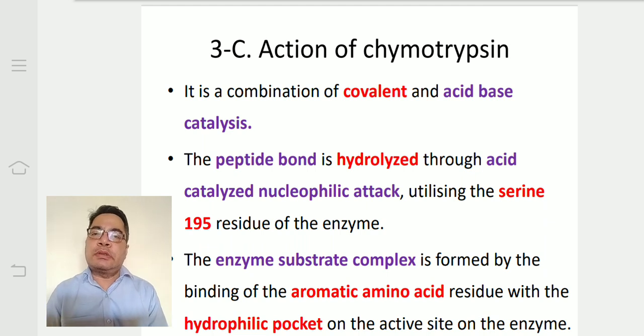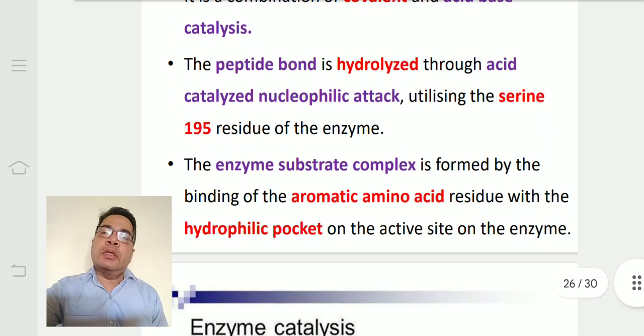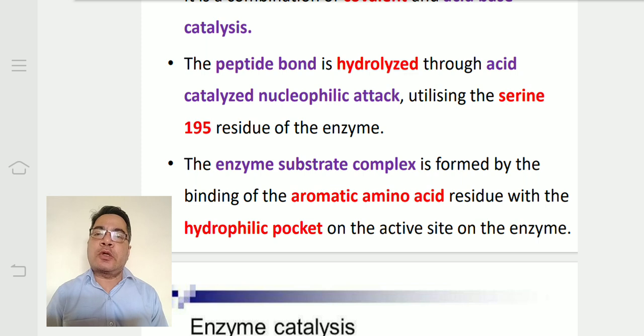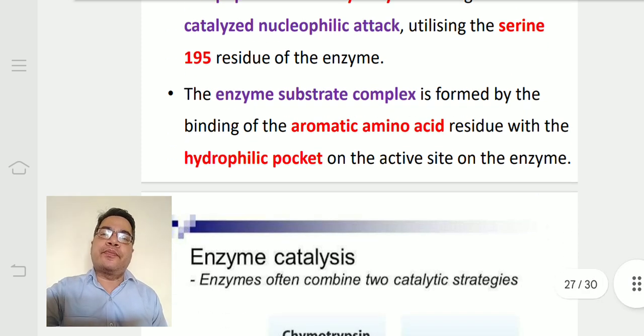Next example is 3C, action of chymotrypsin. It is a combination of covalent and acid-base catalysis. The peptide bond is hydrolyzed through acid-catalyzed nucleophilic attack, utilizing the serine 195 residue of the enzyme. The enzyme substrate complex is formed by the binding of the aromatic amino acid residue with the hydrophobic pocket on the right on the active site of the enzyme.